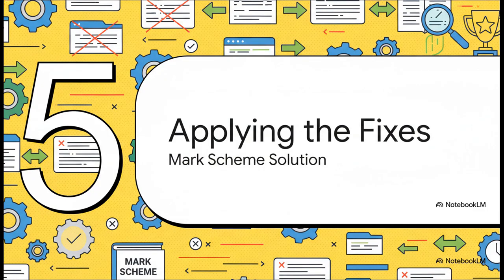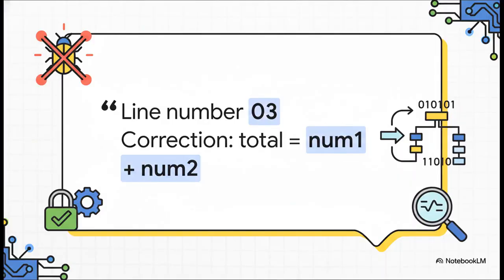Now for the most important part, especially for your exam. How do we fix them to get full marks? This is where we look directly at the official mark scheme to see the exact answer they're looking for. For that first error, the fix is exactly what we figured out. The mark scheme says you need to state the line number, which is 03, and then provide the correction. And look at the wording: total equals num1 plus num2. Getting that syntax spot on is how you get the mark.